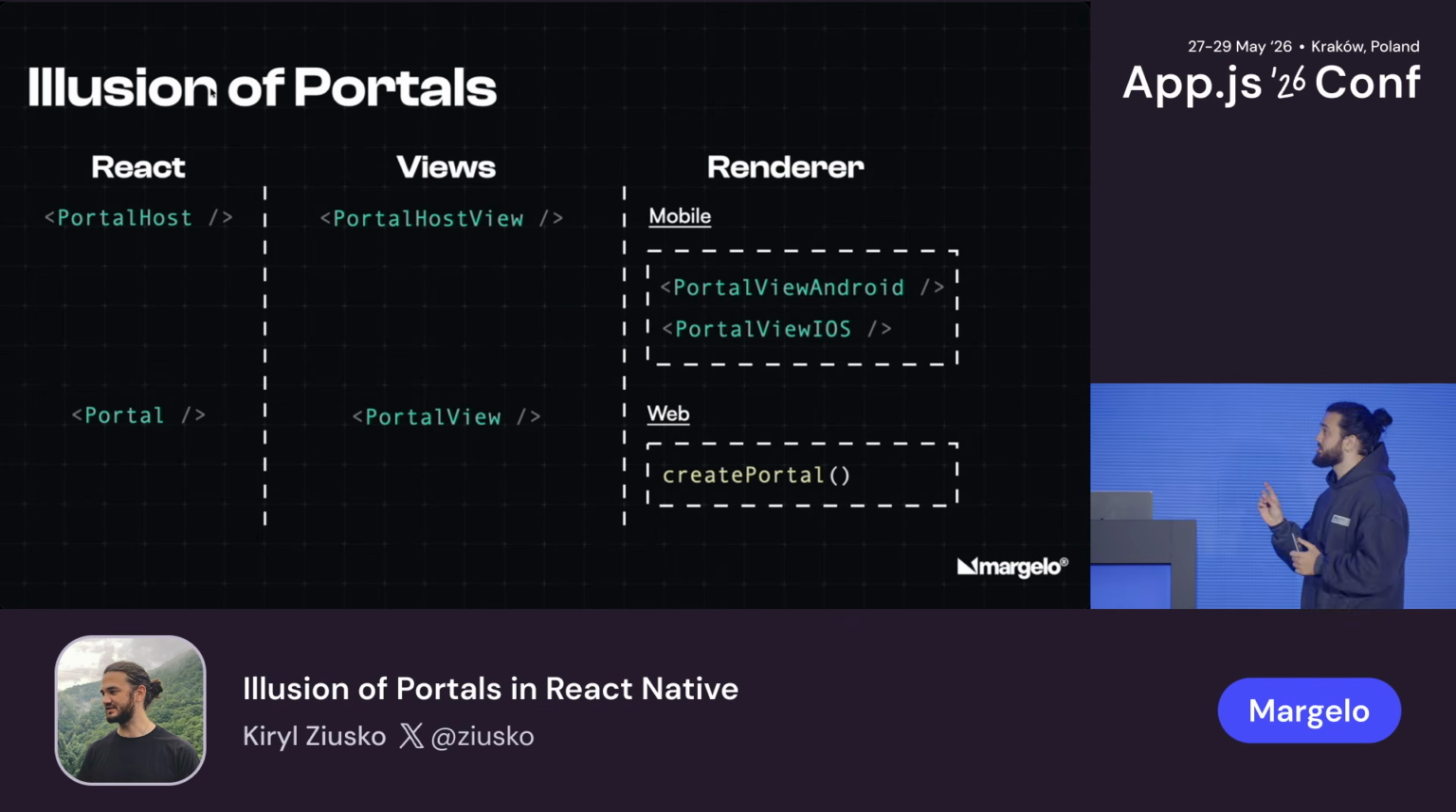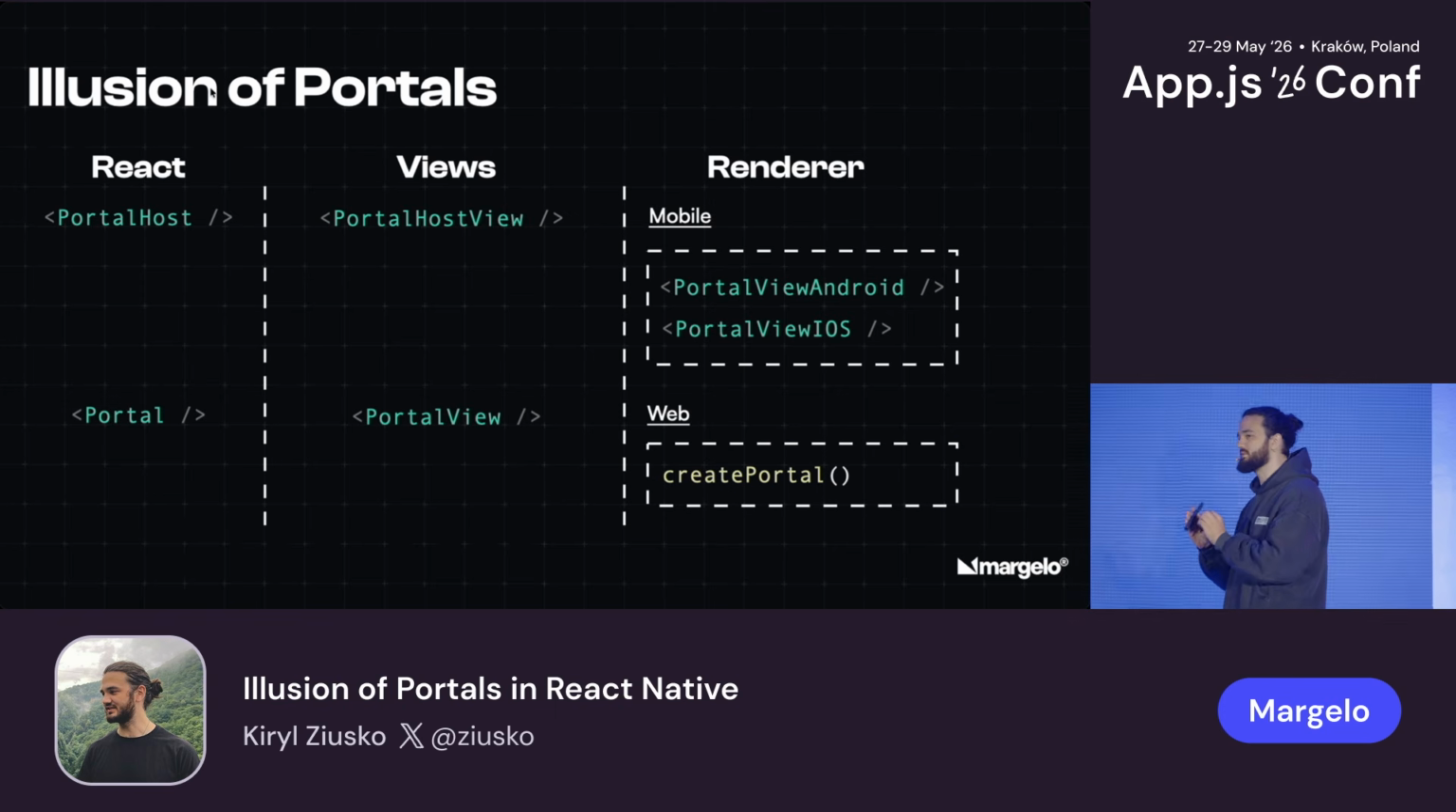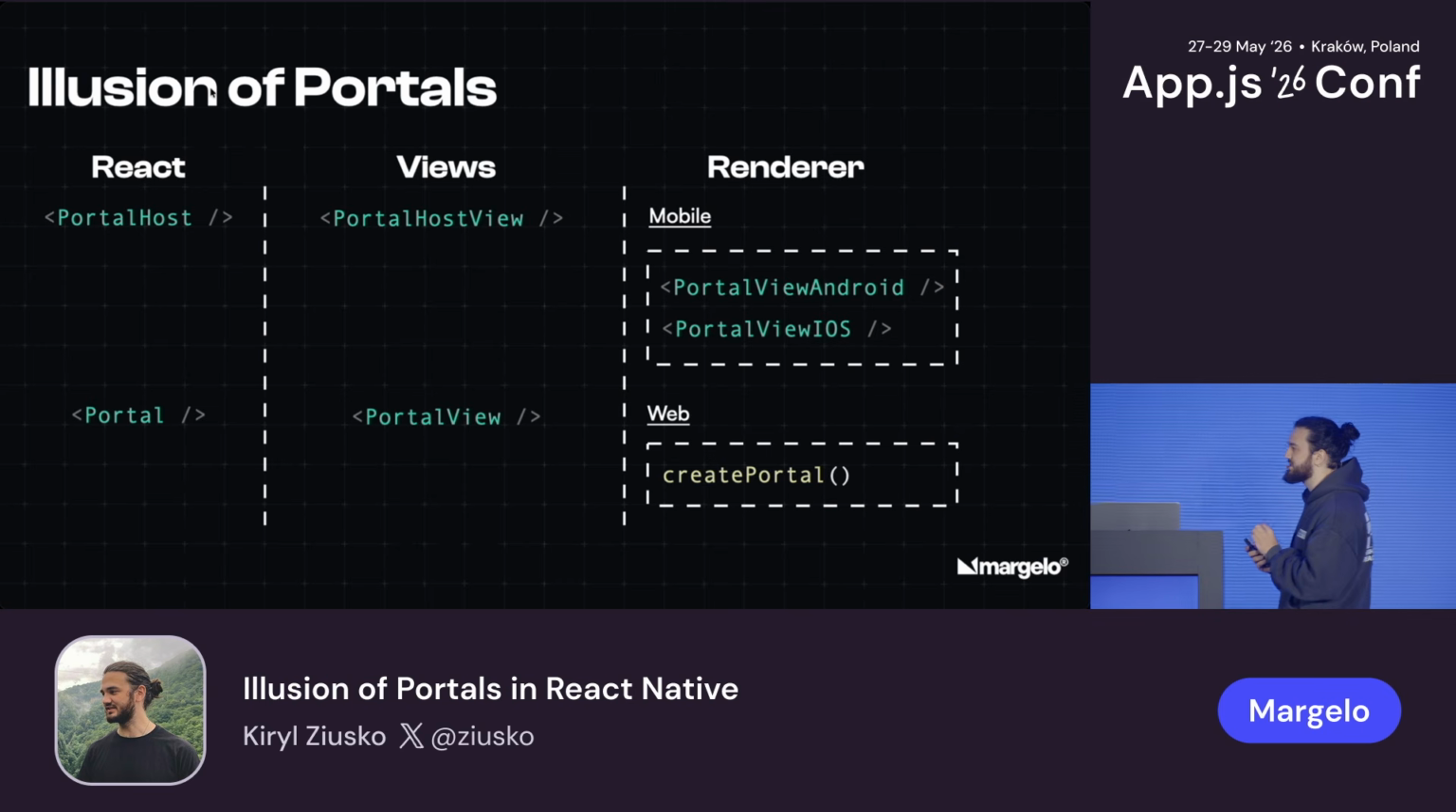Portal and portal host are no longer just pure JavaScript components. They render native views, and these native views become responsible for managing and attaching children, which is much closer to how the createPortal function works on web. But with this approach, we still have a clean, isomorphic React abstraction that works on all platforms while using native primitives under the hood.